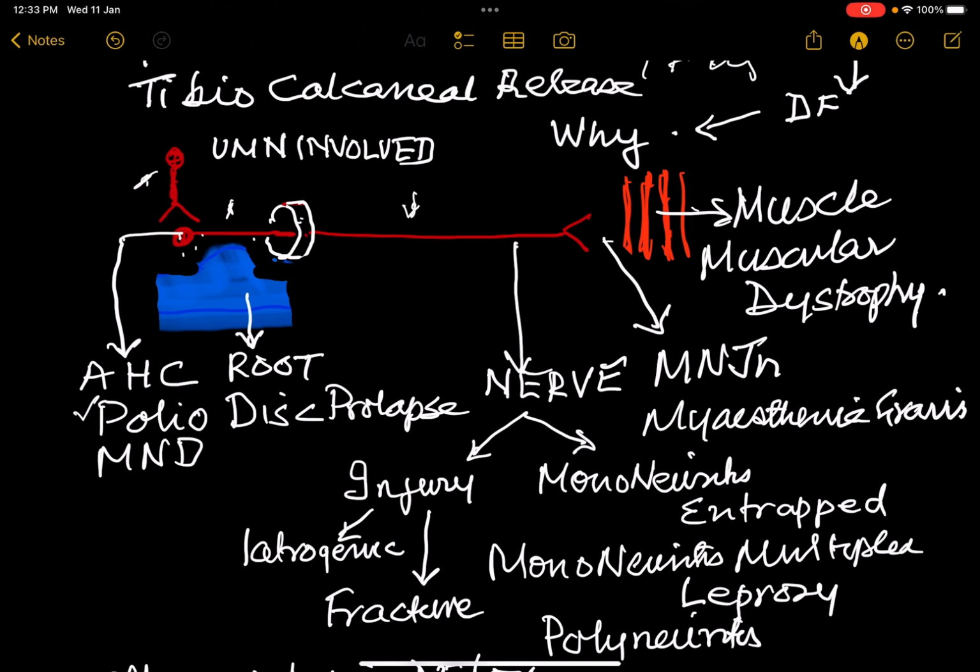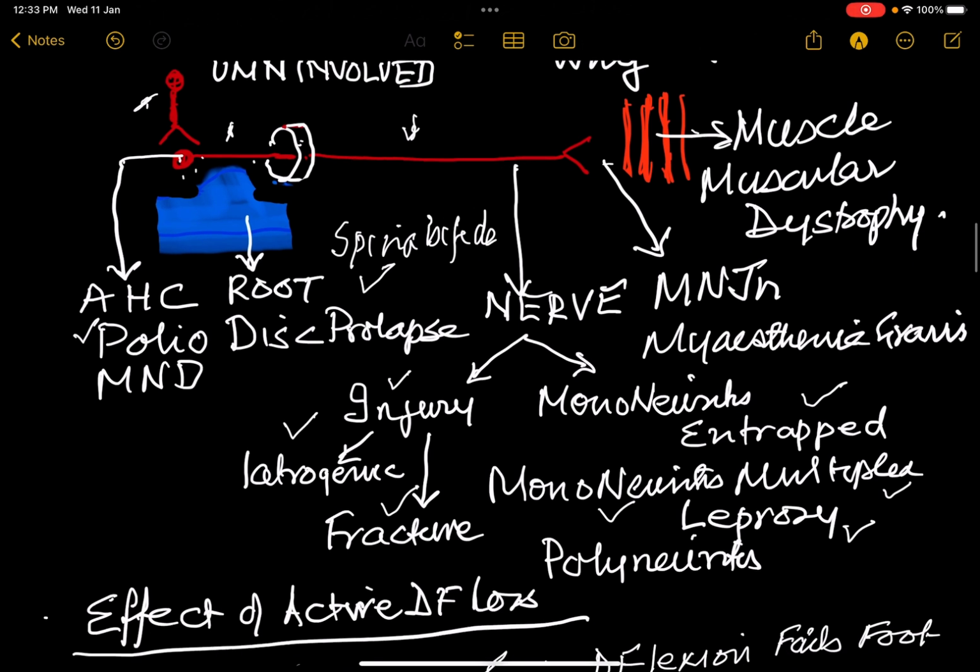The nerve root is usually involved in a disc prolapse, or a spina bifida condition, that means abnormality of the development of vertebra. The nerve can be involved in an injury, which can be iatrogenic or because of a fracture. Then there will be mononeuritis, which is usually entrapment. Then there can be mononeuritis multiplex, involvement of multiple nerves, as in leprosy. And then there can be polyneuritis, like diabetic polyneuritis. In all these conditions, the nerve will be involved.